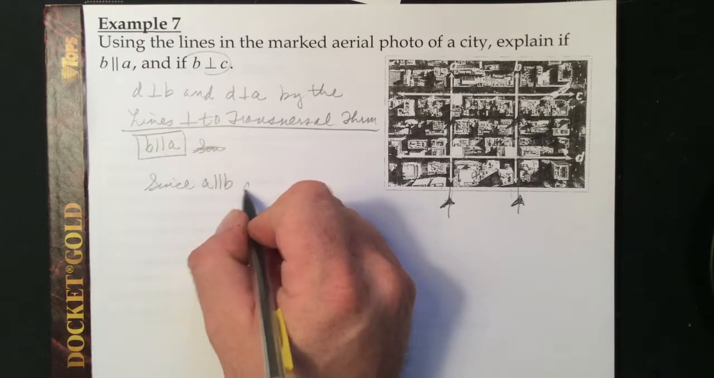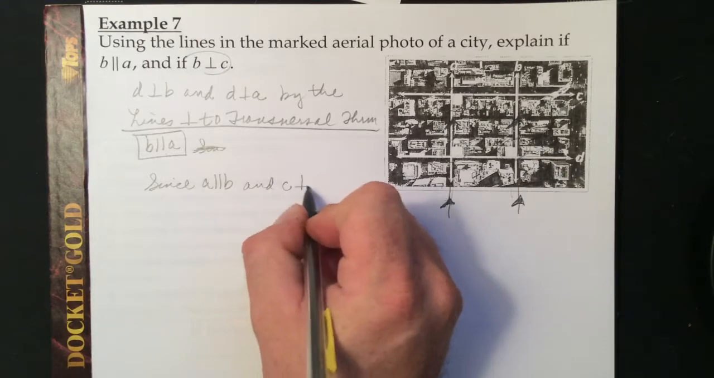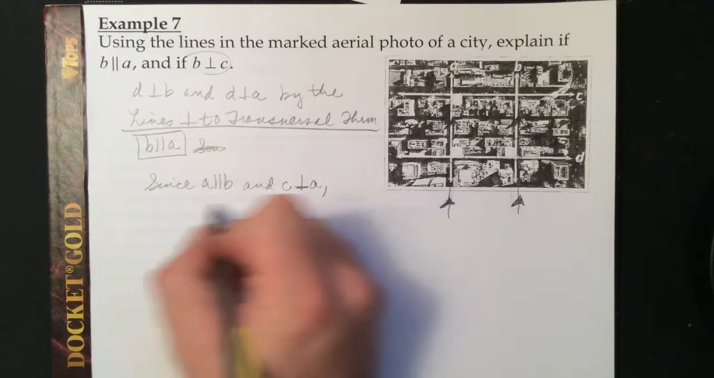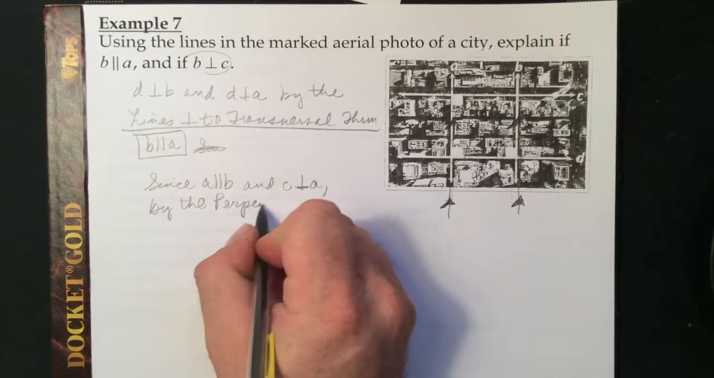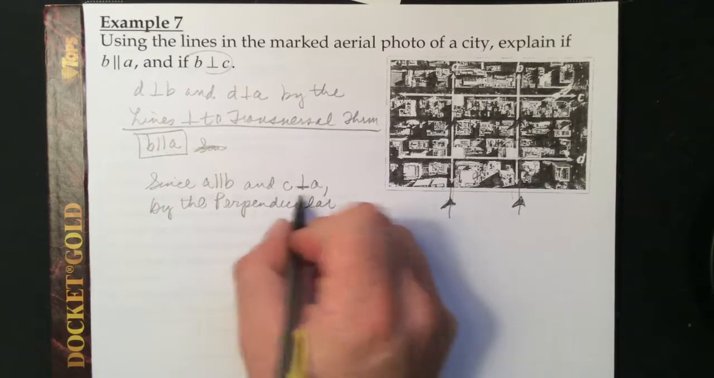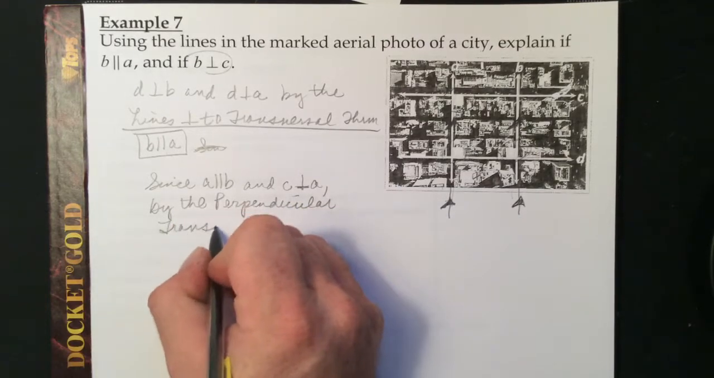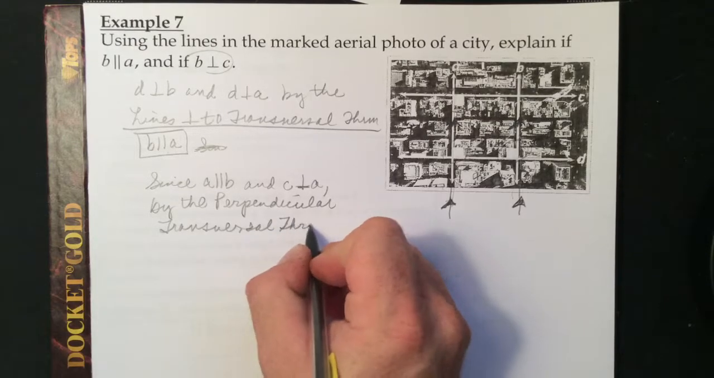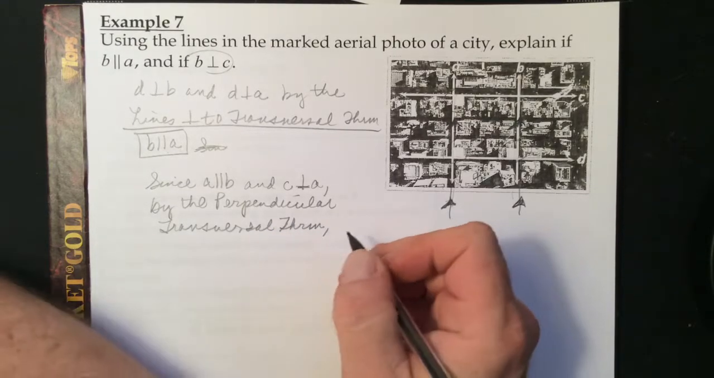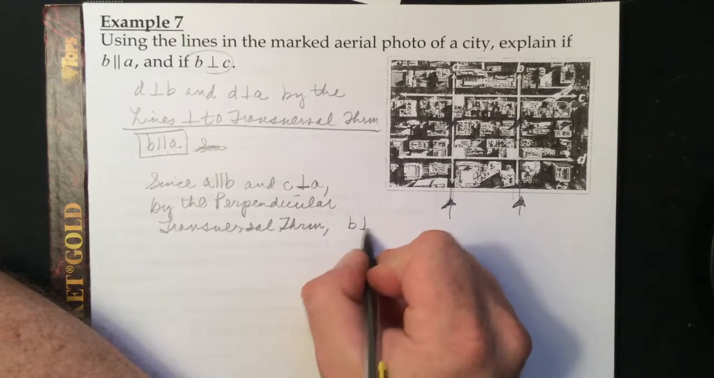Recognize that? So since A is parallel to B and C was perpendicular to A, by the perpendicular transversal theorem, we can now say that B is perpendicular to C.